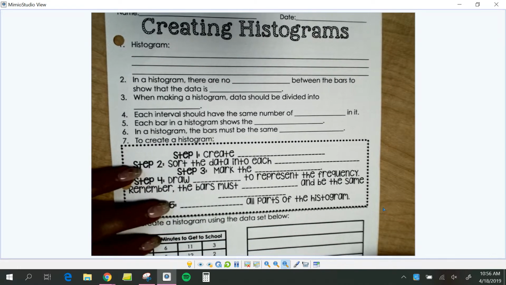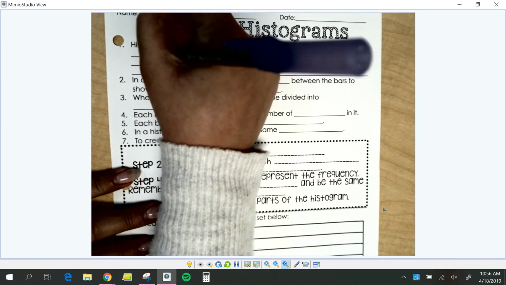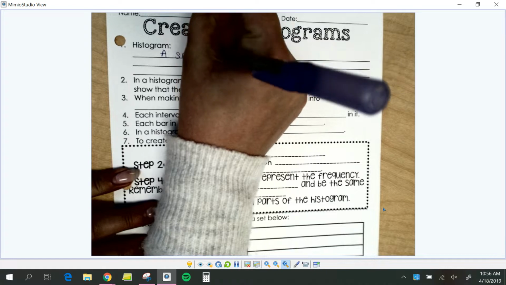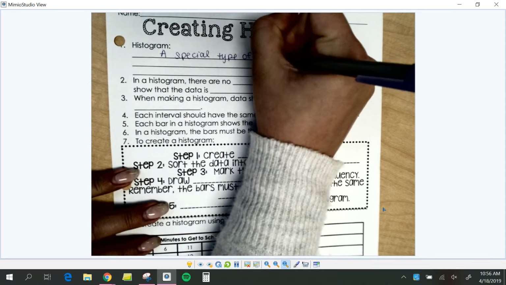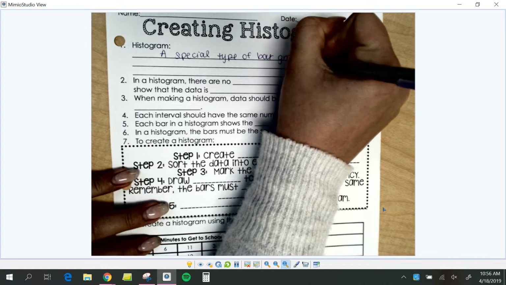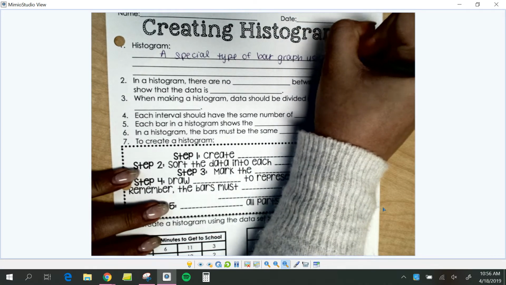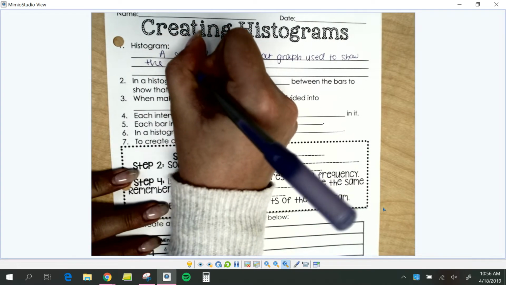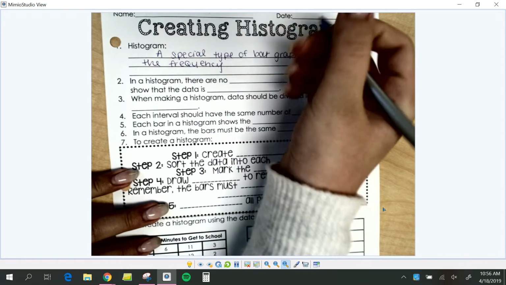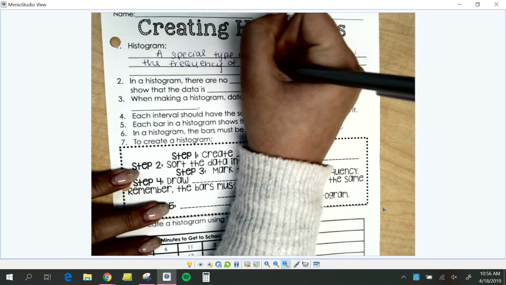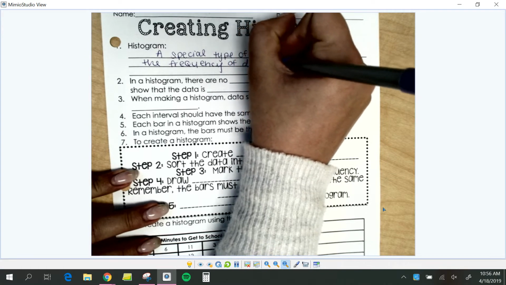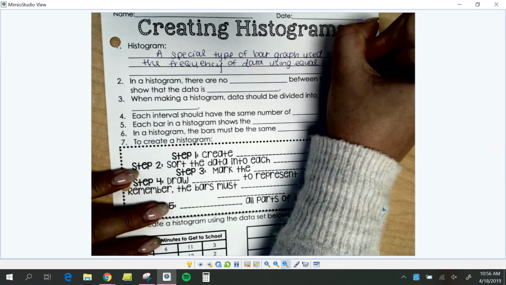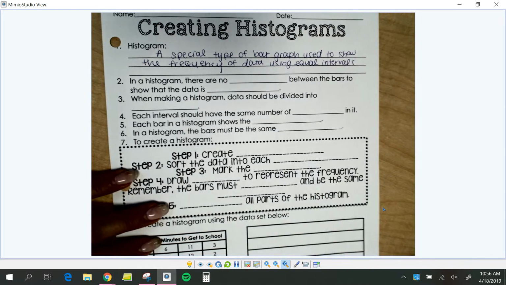So you've already learned about these in your web quest, but a histogram, in case you don't remember, is a special type of bar graph used to show the frequency of data. Frequency means how much of something or how often something happens, using equal intervals, which we will talk more about in a second, okay?